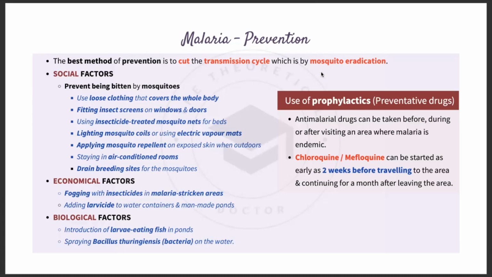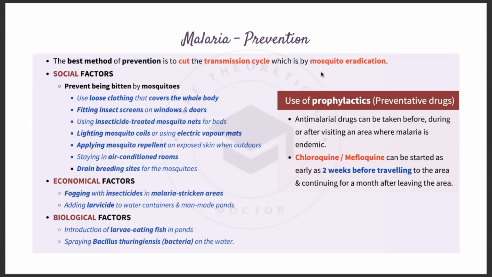Introduce larvae-eating fish in ponds so they can eat the larvae, as well as spray Bacillus thuringiensis bacteria on the water. These bacteria will actually kill the mosquito larvae, but they have no effect on other organisms, so the fishes and all there will be safe. Then there's the use of prophylactic drugs, which are preventative drugs.